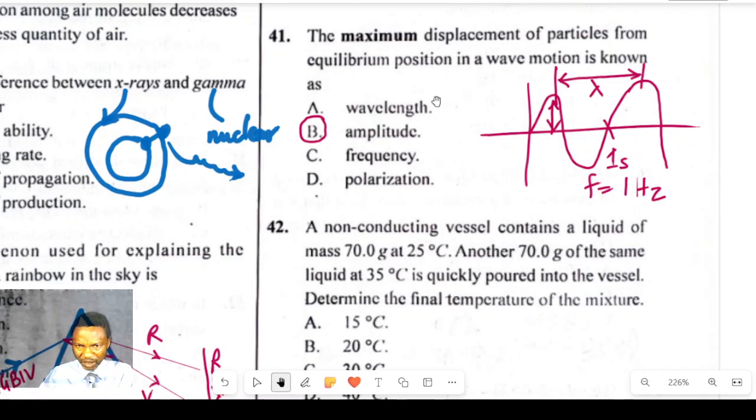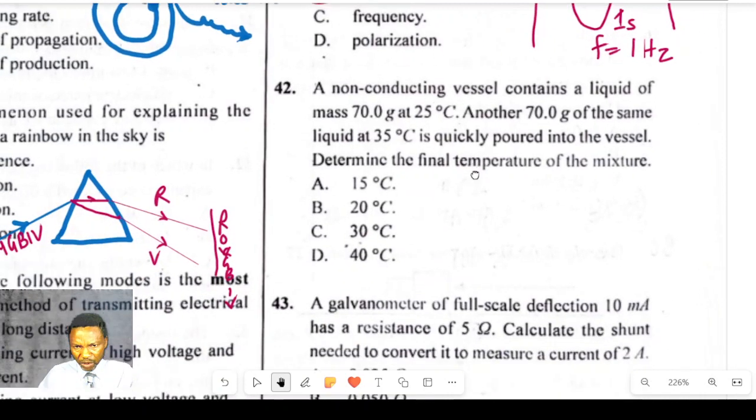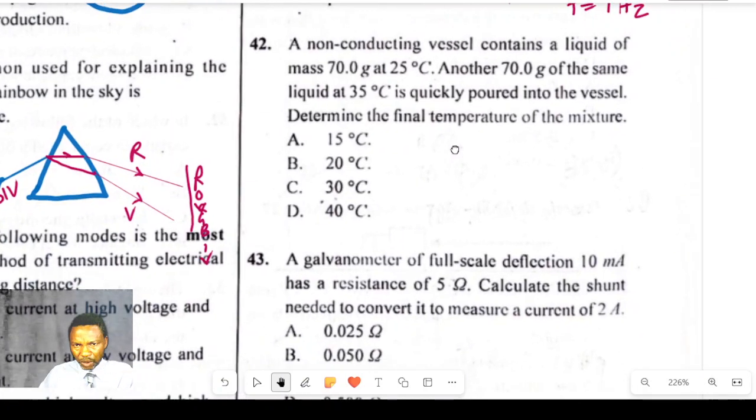So we look at all these factors here. Wavelength is the distance traveled by the wave in one complete vibration. Frequency is the number of oscillations in 1 second. Now, it's only transverse waves that can be plane polarized, but longitudinal waves cannot be polarized. Okay, now let's go to question 42.